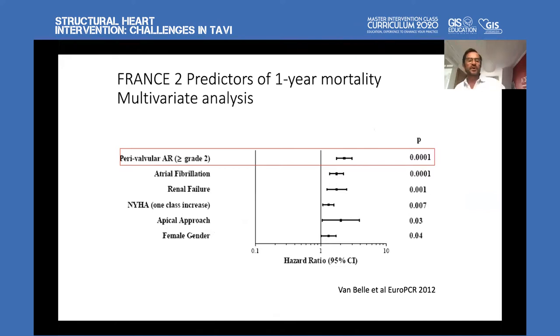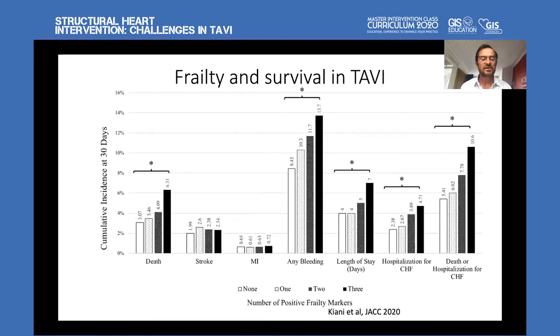Perivalvular aortic regurgitation is a very bad predictor. Atrial fibrillation, renal failure, and increase in functional status are also things to look for. Frailty, we started with it. You will pay for it. You will have an increase of death based on the three criteria, an increase of bleeding, and an increase of length of stay.